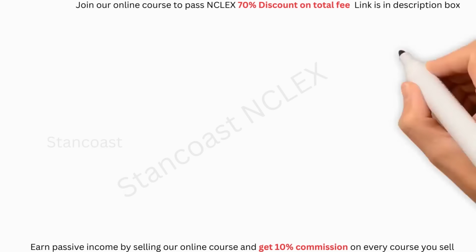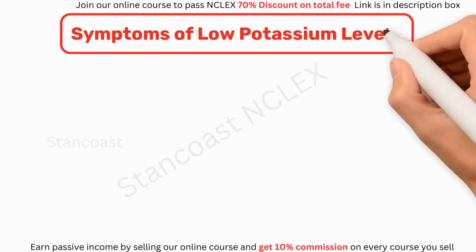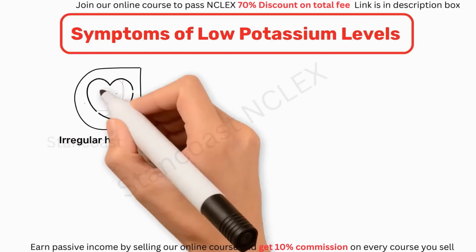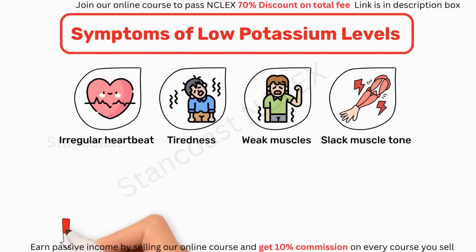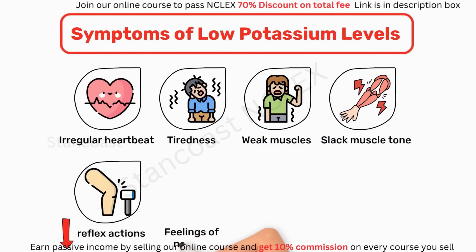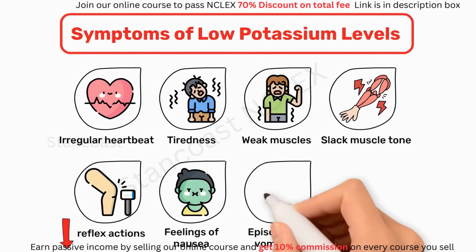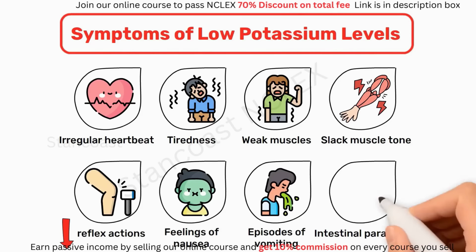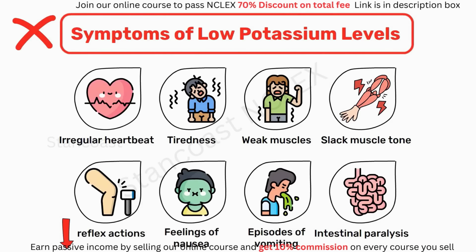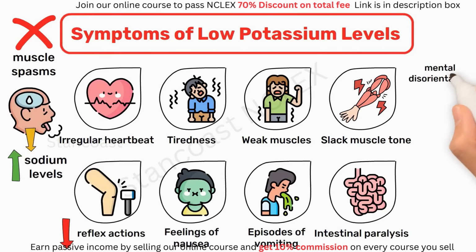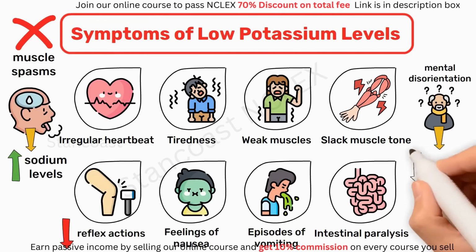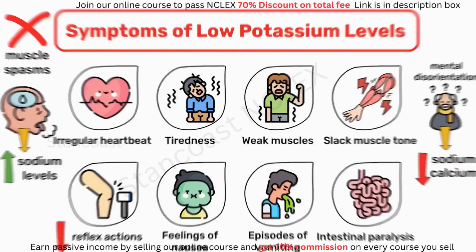The rationale: symptoms of low potassium levels encompass irregular heartbeat, tiredness, weak muscles, slack muscle tone, reduced reflex actions, feelings of nausea, episodes of vomiting, and intestinal paralysis. Hypokalemia doesn't typically cause muscle spasms. Thirst often indicates elevated sodium levels. Mental disorientation is a sign of low sodium and low calcium levels.